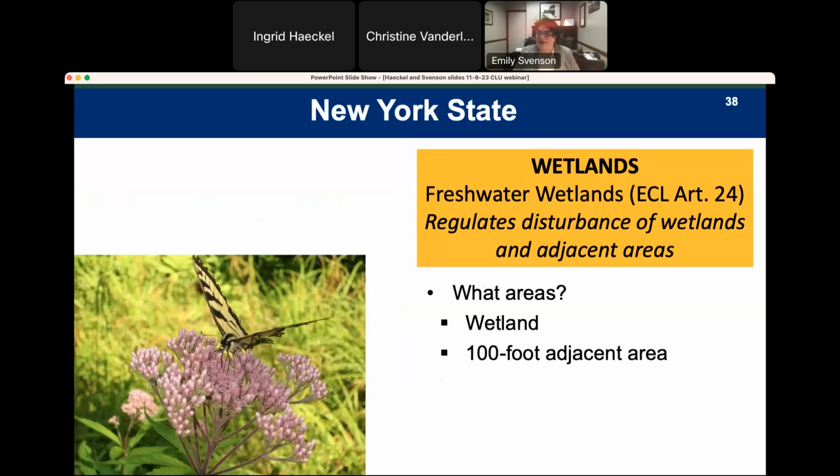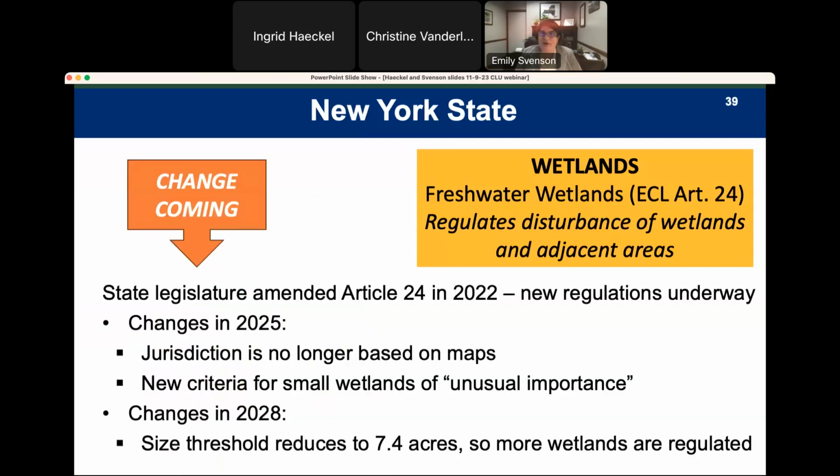So the area that's regulated includes the wetland itself and a 100-foot adjacent area adjacent to the edge of the wetland. And there's a DEC permitting program that exists. So if someone wants to do construction within that area, they can apply for a permit from New York State. So this is an area where there is a lot of change coming, and this is one of the things we wanted to alert you to, and the reason for doing these programs.